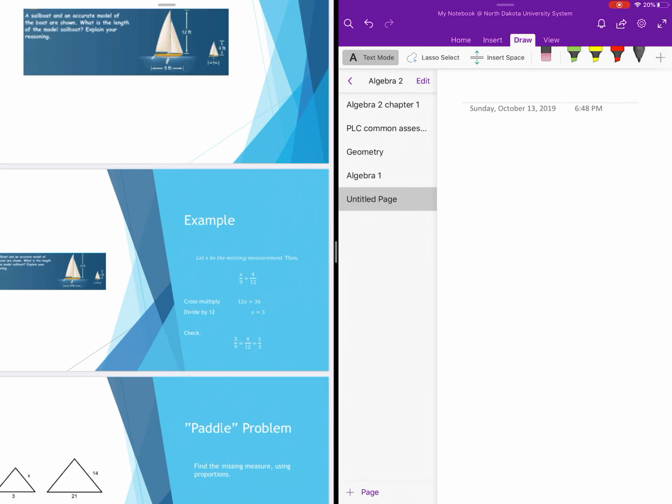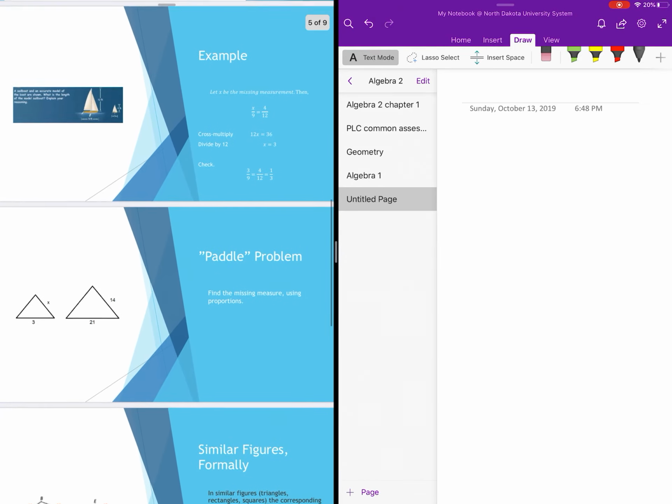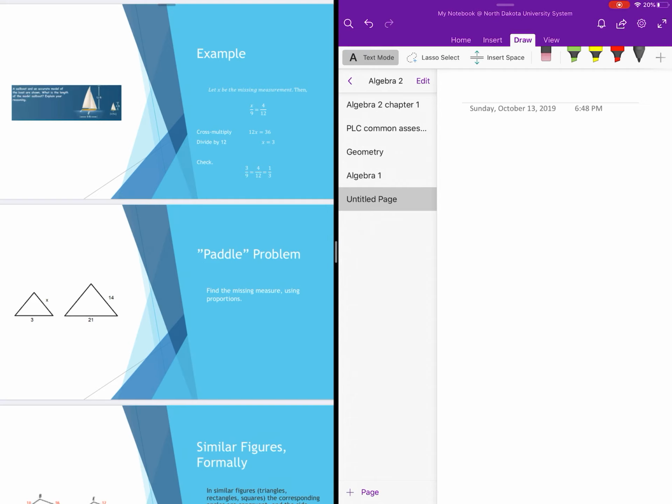And we just solve the proportion like we always do. We cross multiply, divide by 12, and we get that x is 3. So the length of the smaller boat is 3 feet. And we can check. If we put 3 over 9, we should get the same ratio as 4 over 12, and we do. They both reduce to 1/3. So it's true.